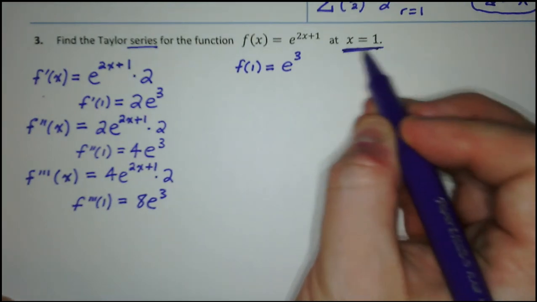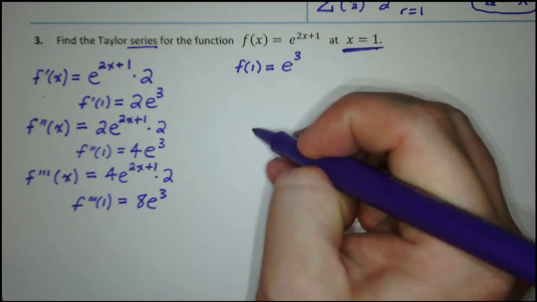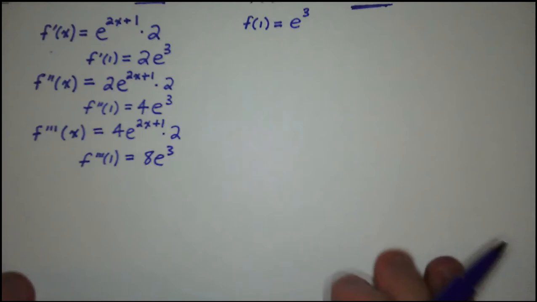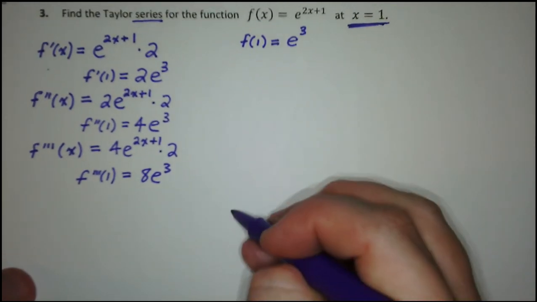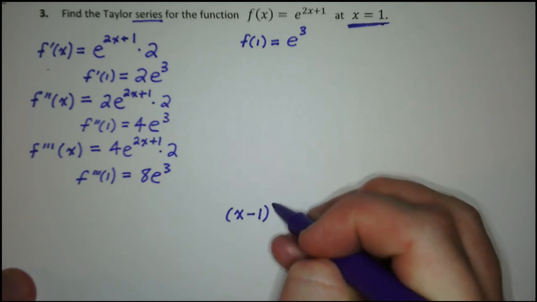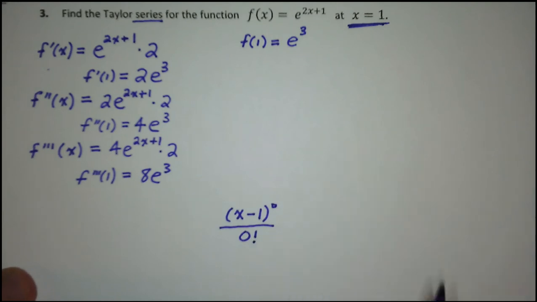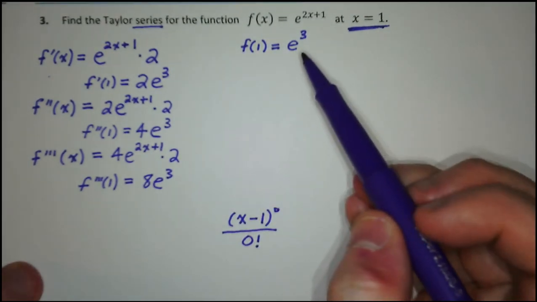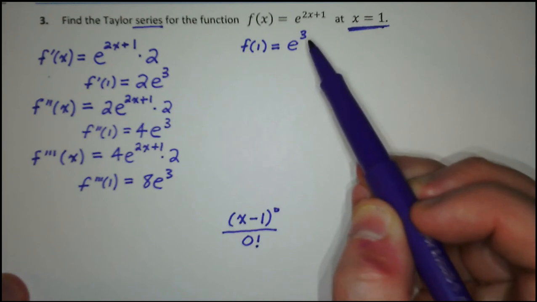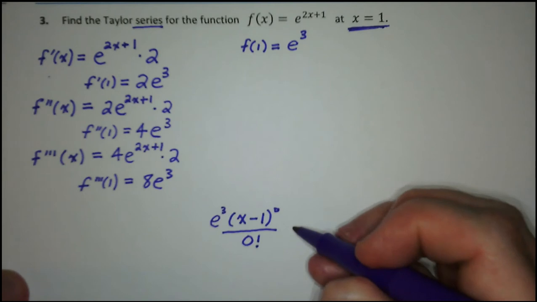I don't want to forget and look like an idiot again. So we're going to have in our terms, I guess I can write it down here. I got a lot of space. So we're going to have x minus 1 to the 0 power all over 0 factorial. But along with that first term, we're going to have e to the 3rd power, because that was the answer.